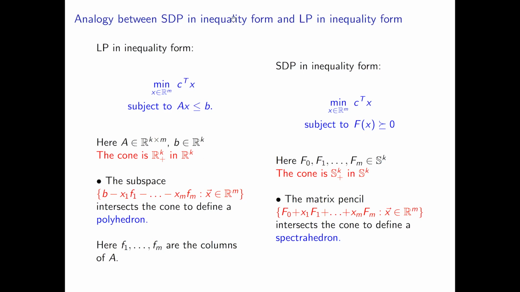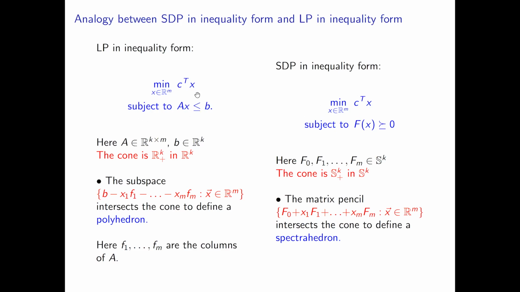Okay, so now let's look at this slide. This is a very interesting slide because it connects with things that you already know. On the left-hand side, I've got linear programs in inequality form. On the right-hand side, I have the semi-definite programs in inequality form, which we just defined. In a linear program in inequality form, you're minimizing a weighted linear combination of the variables, which is also what you're doing in the semi-definite program.